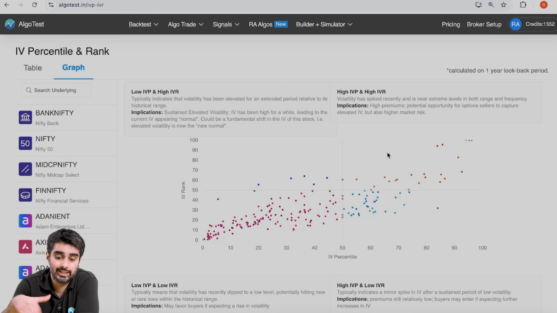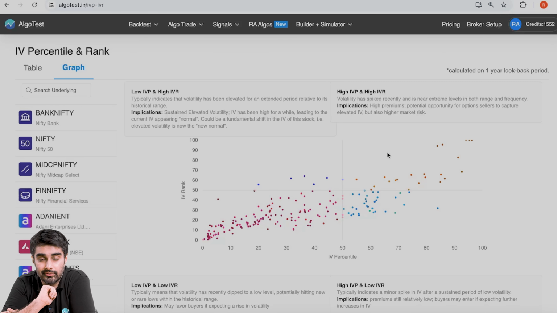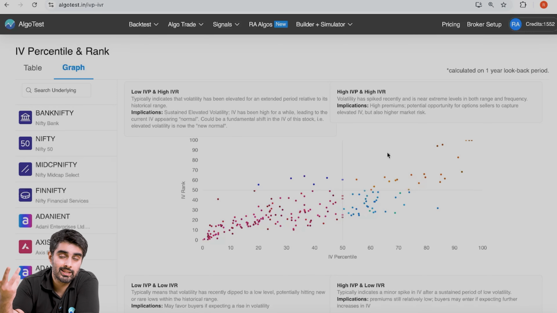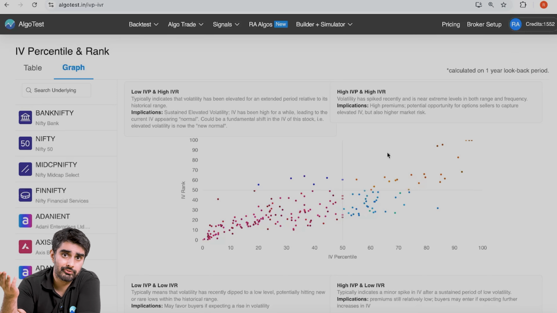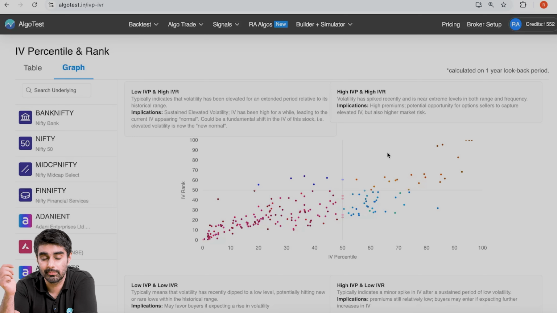So what am I plotting? In the x-axis, I'm plotting IVP. In the y-axis, I'm plotting IVR, which is IV rank. Essentially, a lot of people came to me and said, we want IV rank. Somebody said, we want IVP. IV rank doesn't mean anything. There's a lot of content that says that if you're using only IV rank, you should probably just use IVP, which is IV percentile. But we just thought, why not use both of them together and see if something interesting comes out of it? Which is why we came up with this cross-sectional way of looking at the market.